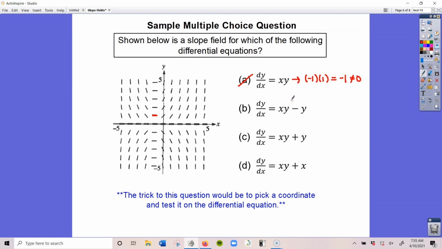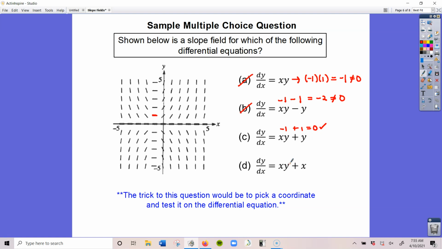Now if I plug in -1, 1 here, I would get -1 times 1, which is -1, minus the y, which is 1. That gives me -2, which also does not equal 0. So it's not B. Now let's plug in -1, 1 into this differential equation. We get -1 times 1, which is -1, plus the y value, which is 1, and we do get a slope of 0. So far, that seems to work.